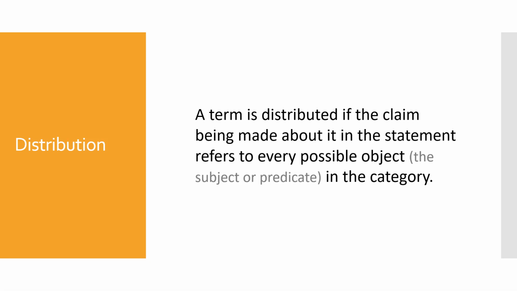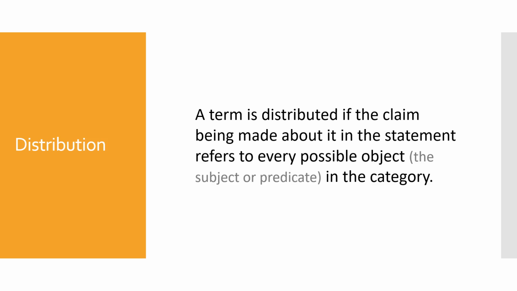So in a categorical proposition, a term is said to be distributed if the claim being made about it in the statement refers to every possible object in that category. Now notice when we talk about the terms here, we're talking about the subject and the predicate in a categorical proposition. So the things that can be distributed are subject terms and predicate terms. And frankly, what will determine the distribution is the type of quantifier that we're talking about. Because of course, the quantifier is going to tell us what kind of relationship exists between the subject and predicate.